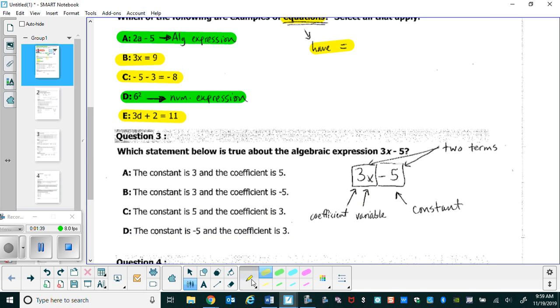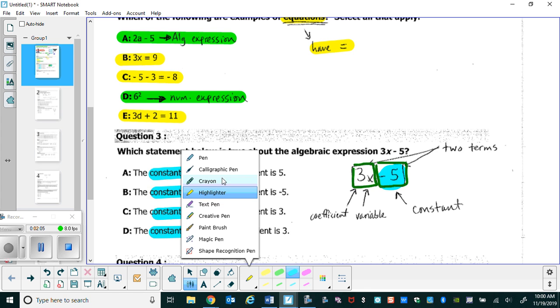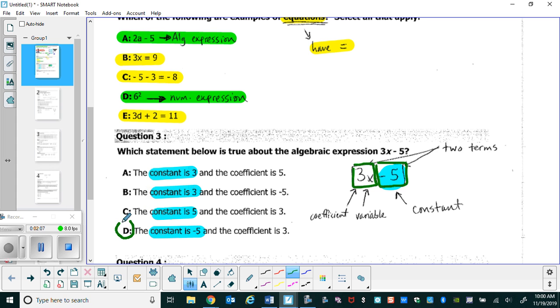All right, now for question 3 here, back in the day we had a Google Slides where you had to box your terms in green. So we're basically saying you've got 3 x's and then you're going to subtract 5. So the term that's all by itself, a number that's all by itself, that's the constant. So in this situation, we're looking for a constant that is a -5. So we want the constant to be a -5, and that already knocks it down to answer choice D.